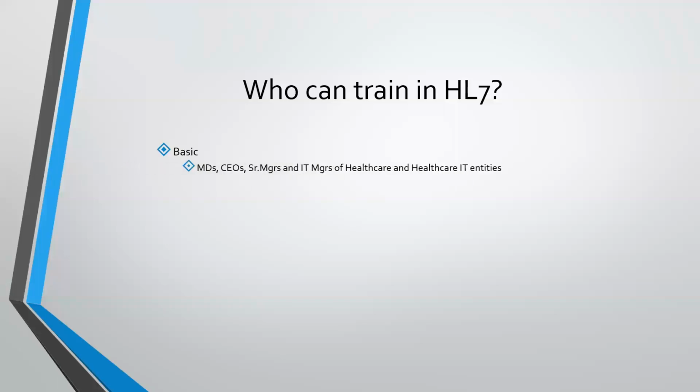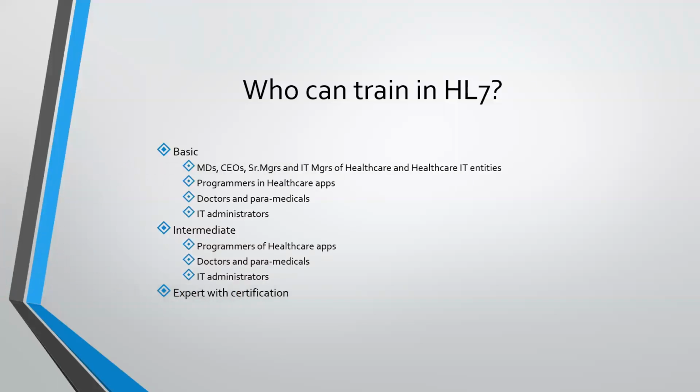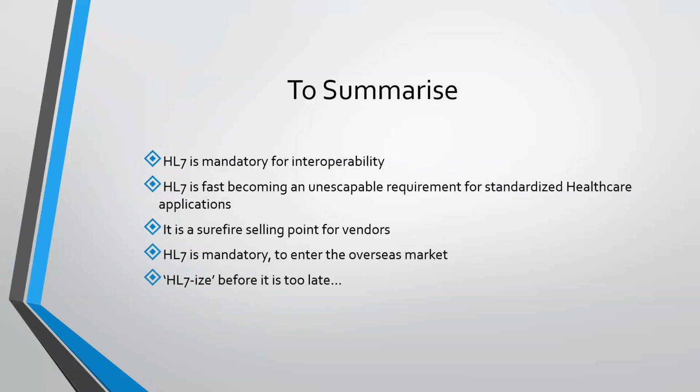Who can get trained? We have 3 sections: basic, intermediate, and experts. So it depends on various roles. People can get trained in case they feel their job is demanding that. Basics can be learned by doctors as well, so that they understand that there is a certain data standard. But intermediate and experts are for people who are predominantly working in the HL7 space to generate HL7 data messages, and it's recommended for them to get certified and trained.